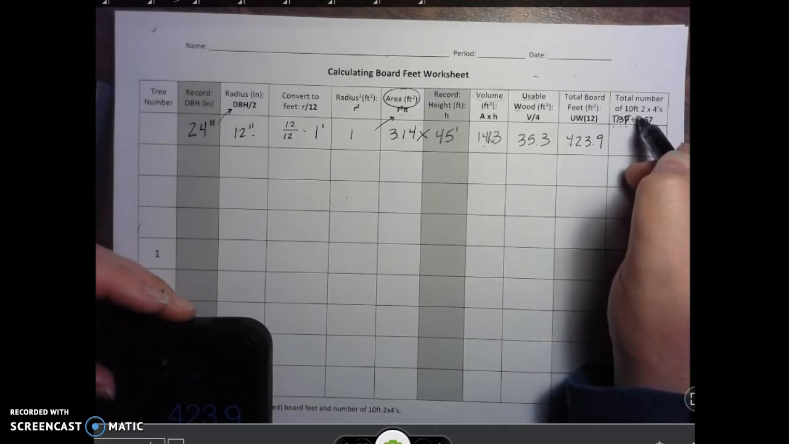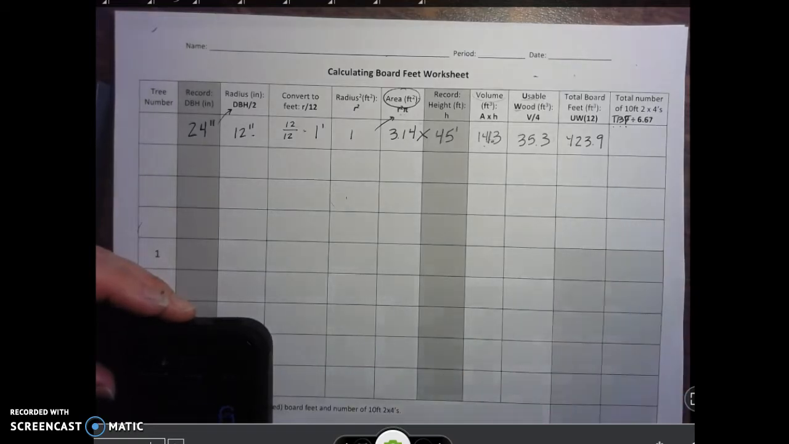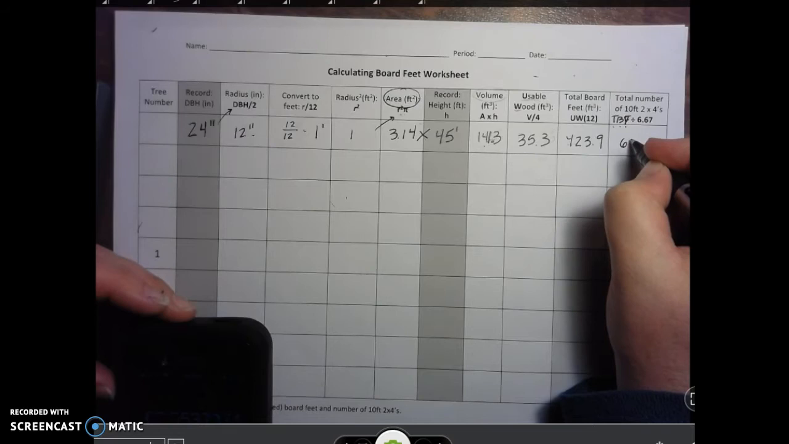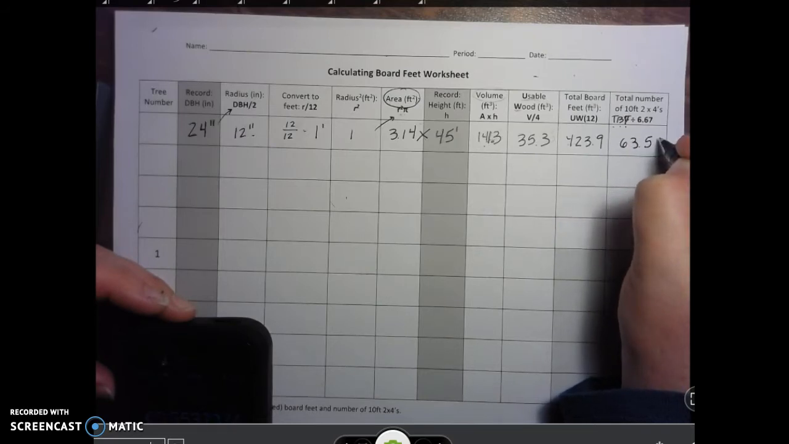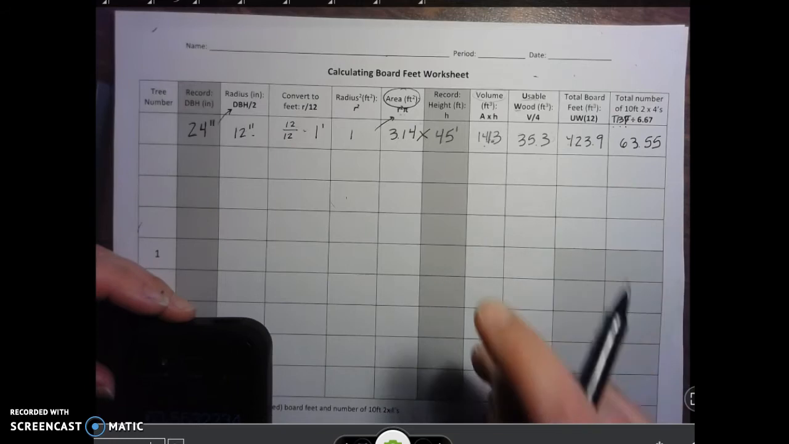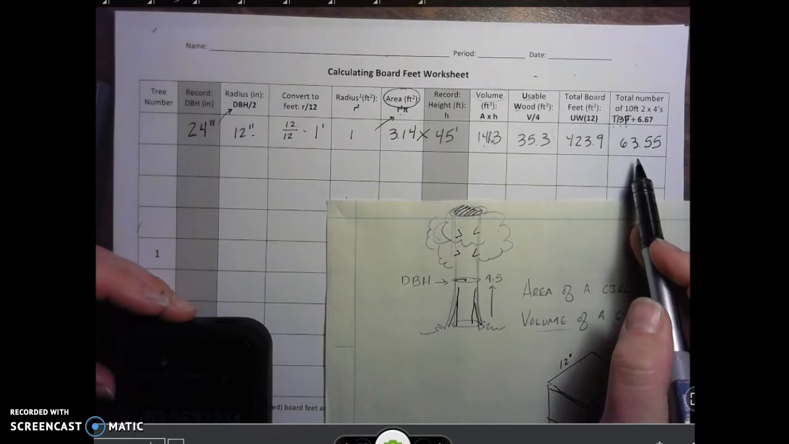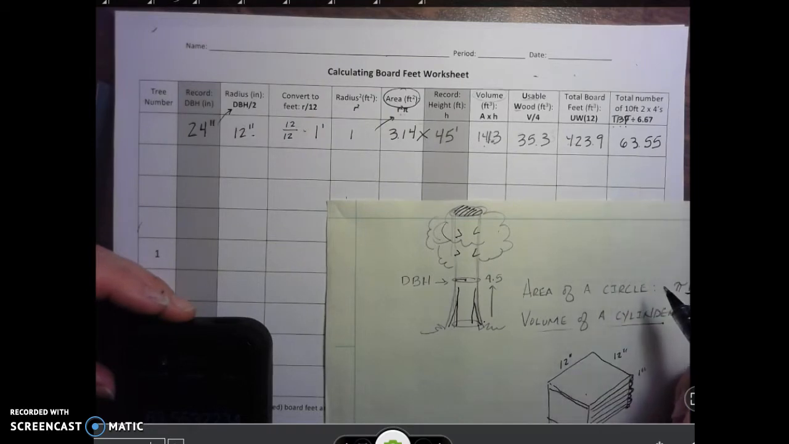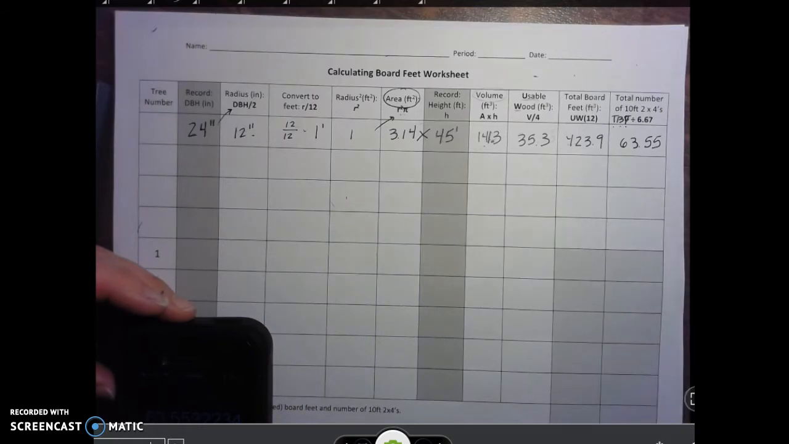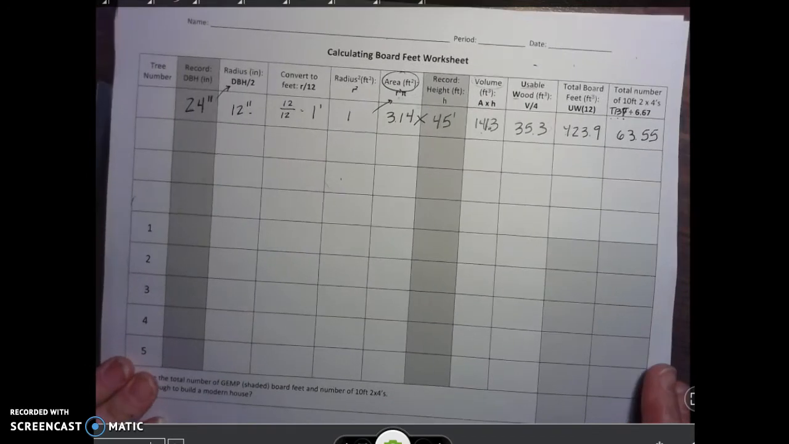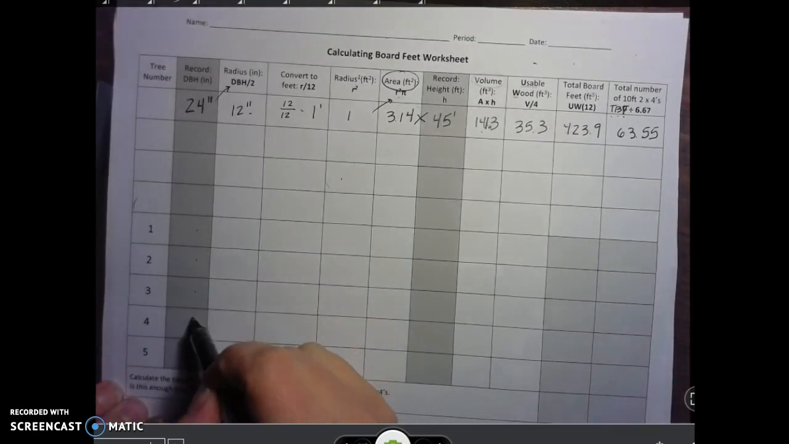I want students though to think about this volume in terms of 2x4s. So we're going to divide by 6.67 because that is the conversion rate from a board foot to a 2x4. And so the total number of 10-foot 2x4s that we would get out of our tree that we measured is going to be 63.55.